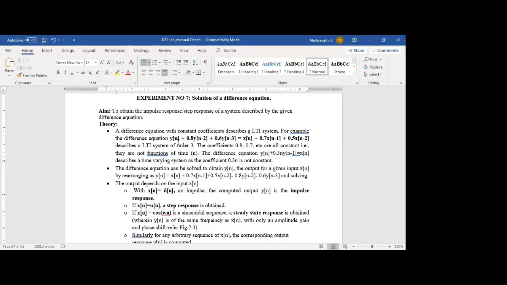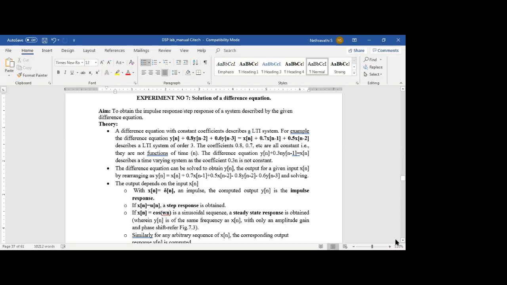So here, if I want to get an impulse response, that is nothing but I have to replace my x of n by what? Delta of n. If I need my output in the form of a step response, what I have to do? My input x of n should be equal to what? Step, that is u of n, that is 1 1 1 1. Okay, or if my output should be a steady state response, I have to replace my input with a sinusoidal type of sequence. Okay, have you people understood till here?